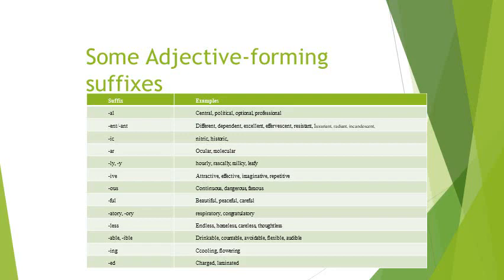ING, again, remember these are cases of adjectives being formed through the addition of specific suffixes. In ING, we have words like cooling and flowering. Cooling there is spelled with just one C, it's not double C. ED, you find it occurring in words like charged, laminated, hardened, and so on. You talk about a hardened criminal.